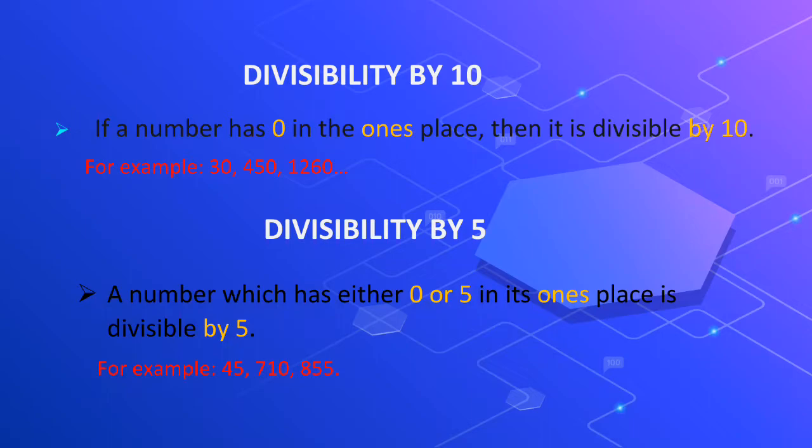Here your example: 45, the last number in the ones place is 5. 710, last digit is 0. 855, last digit is 5. So we can say that 45, 710, 855 will be divisible by 5. I repeat, for 10, the ones place must be 0. For 5, the ones place may be either 0 or 5.